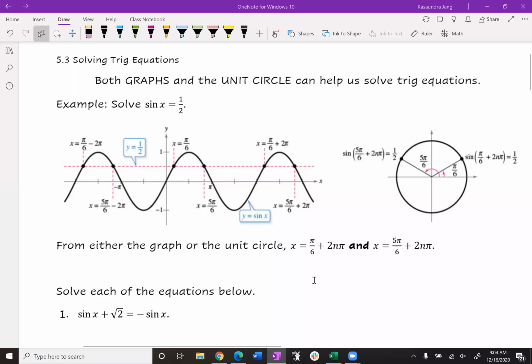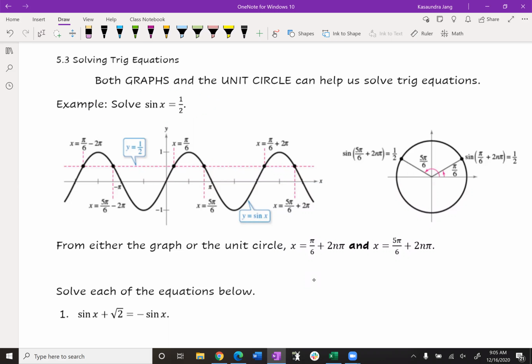All right, so graphs and the unit circle, they kind of work together. If I was solving this equation, sine of x equals 1/2, I can look at my sine graph and look where the y values are 1/2. So here's the line we're looking at, and it hits again and again and again. It just keeps going.